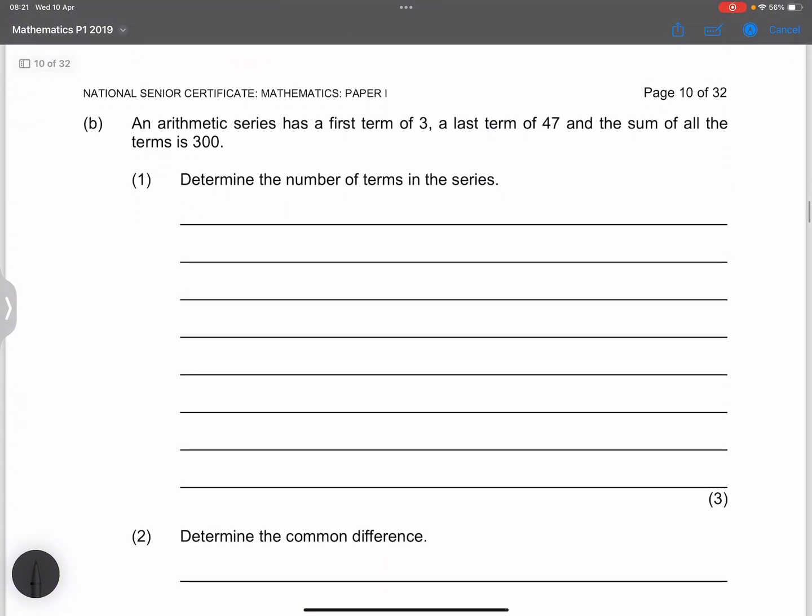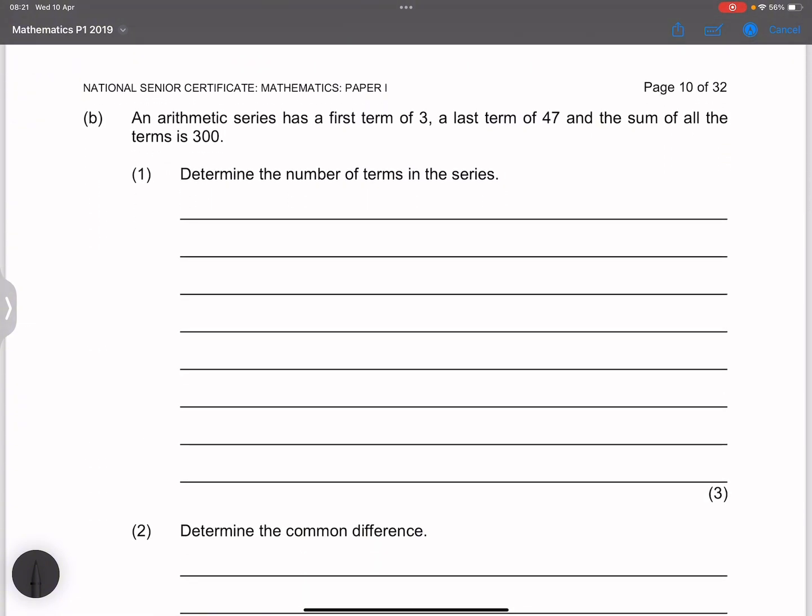All right, the next question, they say an arithmetic series has a first term 3, a last term 47, and the sum of all the terms is 300. Now remember, when we've got an arithmetic series, a first term and a last term, we're going to use the formula Sn is equal to n over 2 times (a plus the last term), right? So in this case, they said the sum is 300, and n over 2. Our first term is 3 and the last term is 47.